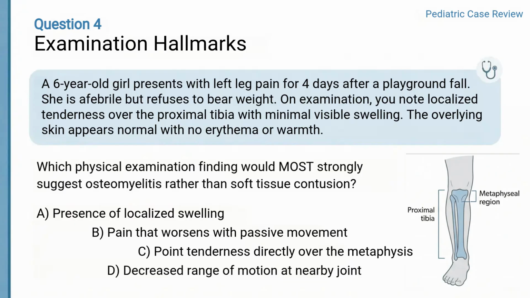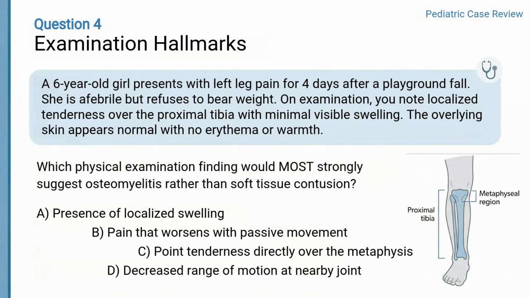Case 4. A 6-year-old girl presents with left leg pain for 4 days after a playground fall. She is afebrile but refuses to bear weight. Examination reveals localized tenderness over the proximal tibia with minimal visible swelling. The overlying skin appears normal with no redness or warmth. Which physical examination finding would most strongly suggest osteomyelitis rather than a soft tissue contusion?